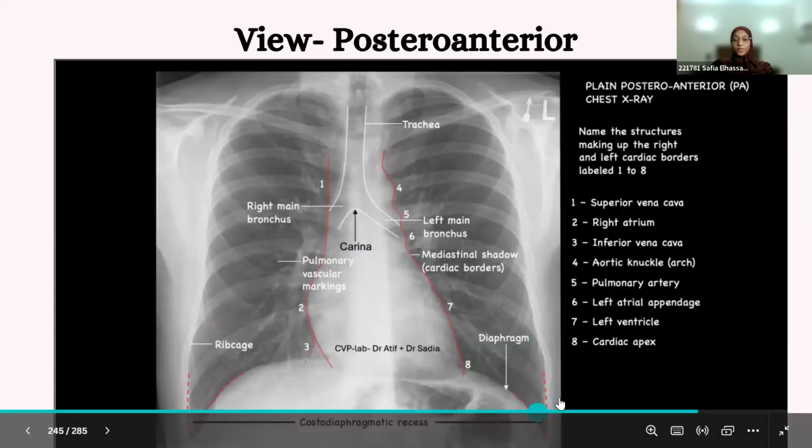And here you have the costodiaphragmatic recess, which we were talking about earlier. So this has an important clinical significance. If you have any fluid buildup here for whatever reason, this angle would disappear.